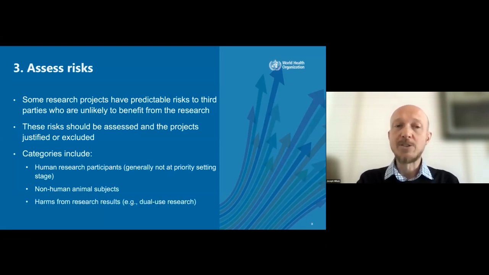And then there may be cases where there are predictable harms from the use of research results. So for example, we can assess at the priority setting stage, do we want to invest in research that is potentially dual use research, where it could be used for harmful as well as beneficial actions. Okay, so that's principle 3, assess risks.